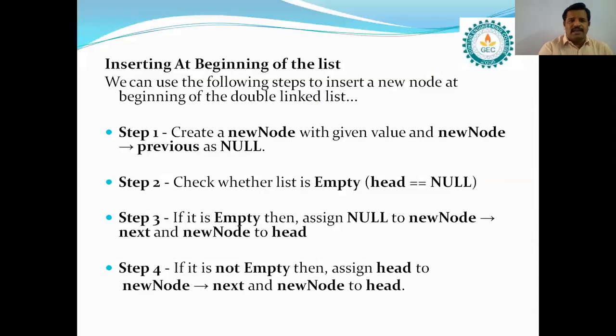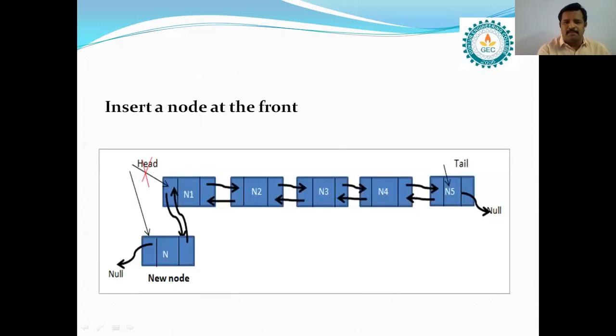Okay, insert at the beginning. Create a new node with the given value and new node previous as null, and check whether the list is empty or not. You have to identify whether the list is empty. If it is empty, assign null to new node next and new node to the head. If it is not empty, then assign head to new node next and new node to head. In this way we can adjust the pointers.